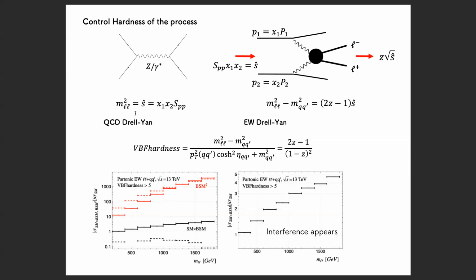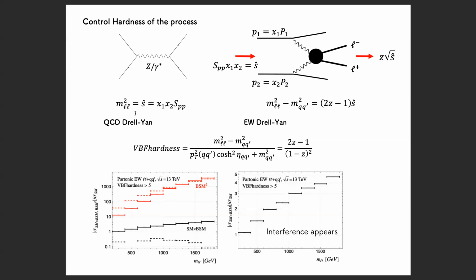So if you require a certain amount of energy to go into this dilepton system by including the lower cut here, then that corresponds to a lower cut on the VBF hardness. For example, if you don't control the fraction of energy that goes into this dilepton system, then you don't see the interference here. This dashed line is the interference.